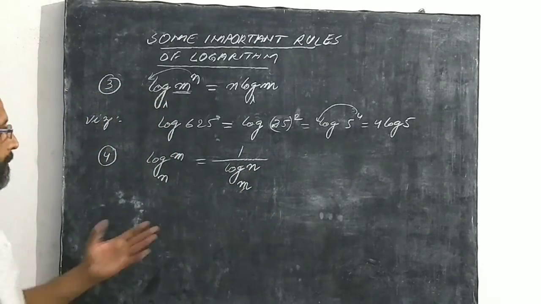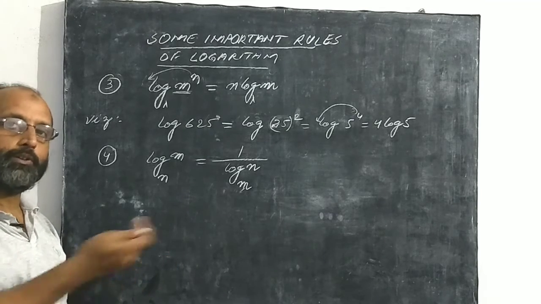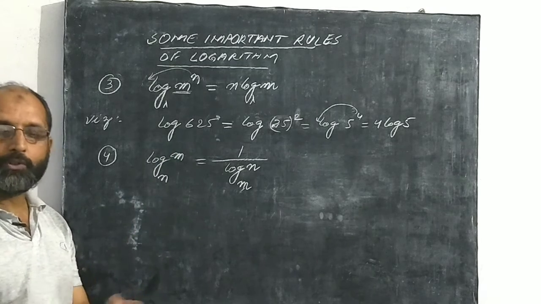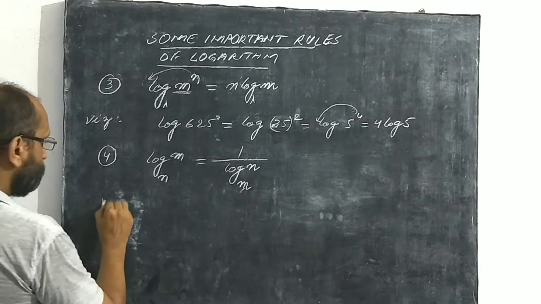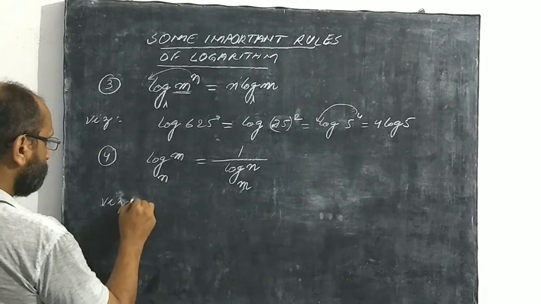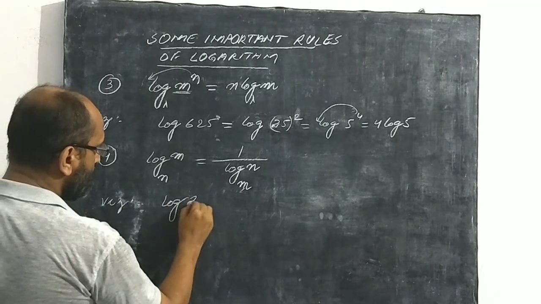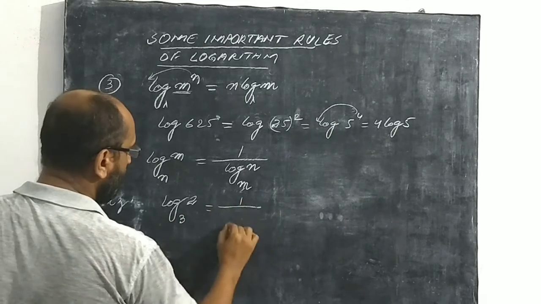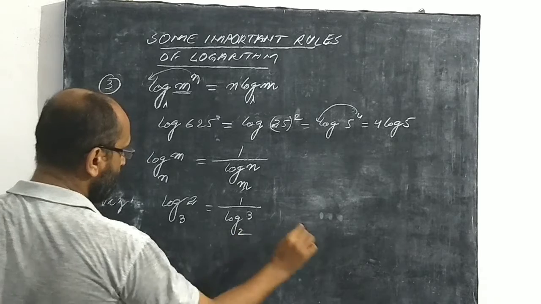That means if a log is shifted from numerator to denominator or denominator to numerator, the number whose log is to be taken and the base of the log are interchanged. For example, log 2 base 3 is equal to 1 upon log 3 base 2.